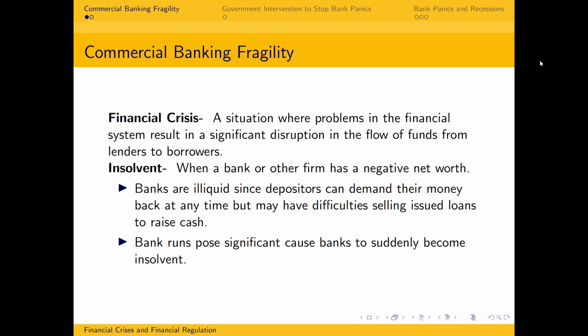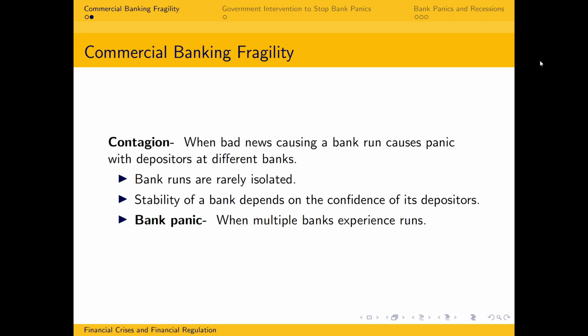And it's also important to remember that banks are extremely illiquid since depositors can demand their money back at any time, but it may be a lot more difficult for them to sell loans that they've issued to raise cash to pay off the depositors demanding their money, which means that bank runs always pose a risk to commercial banks because a bank run would suddenly cause a bank to become insolvent.